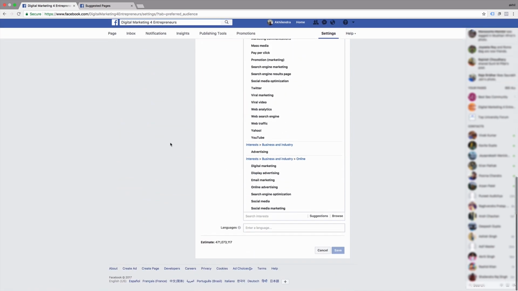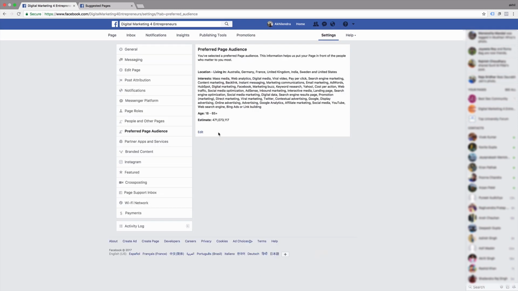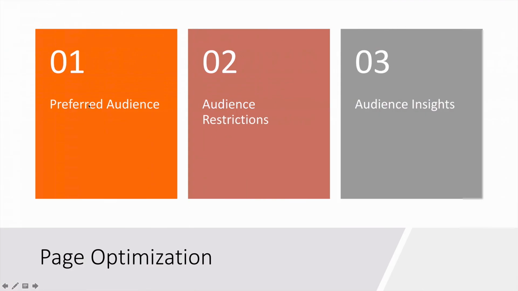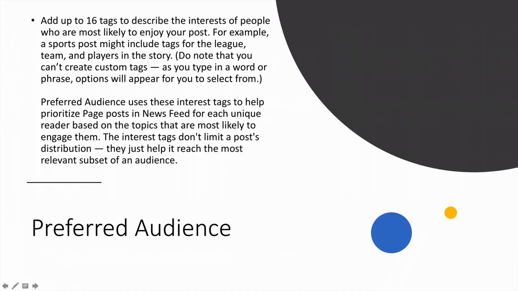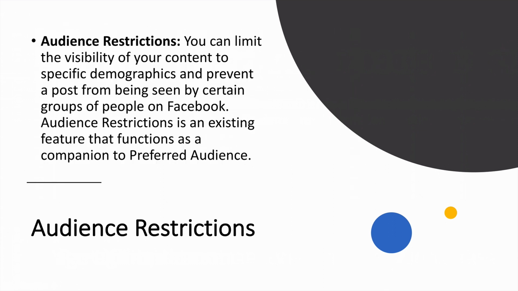So spend some time here. Preferred audience is the key here. So add up to 16 tags to describe the interest of people who are most likely to enjoy your post. For example, a sports post might include tags for the league, teams, or player. Think of these things. If your page is related to food, you can talk about recipe and things like that. So use these options. Then you have visibility and to specific demographics and prevent a post from being seen by a group of people, as I've shown you.